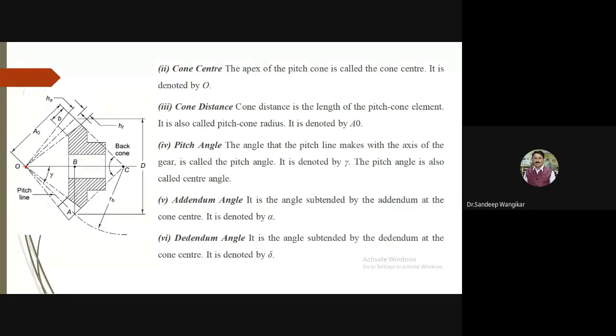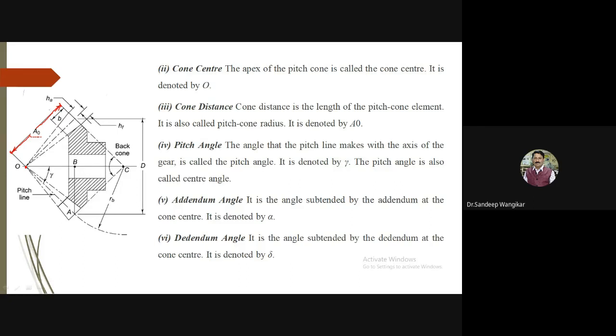Then next, cone distance. The cone distance is denoted by A naught. Cone distance is the length of the pitch cone element. It is also called the pitch cone radius, denoted by A naught. So whatever the distance is from point O up to the end of this segment, it is nothing but your A naught, that is, the cone distance.